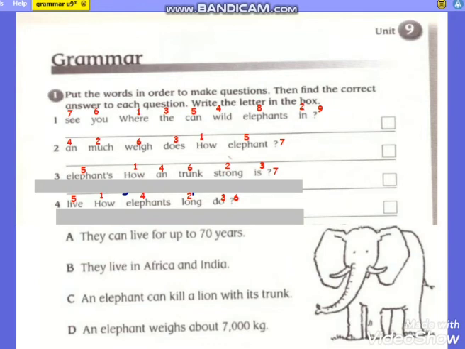Number 1. We have the words see, you, where, the, can, wild, elephants, and. So you have to start your question with the WH word. Can you find it? Excellent. Here it is under number 1. Where. Okay. So start your question with where.